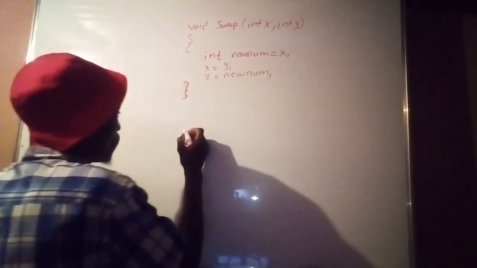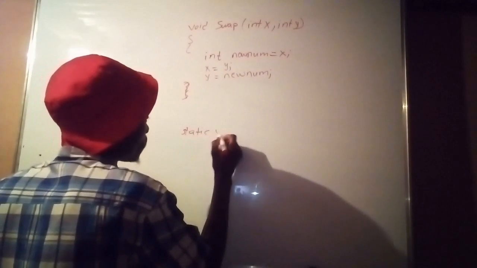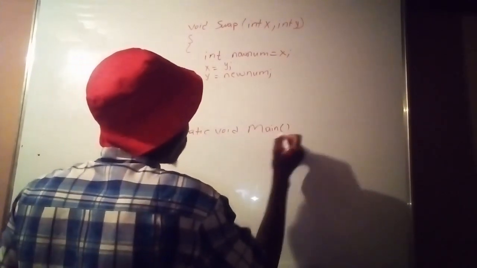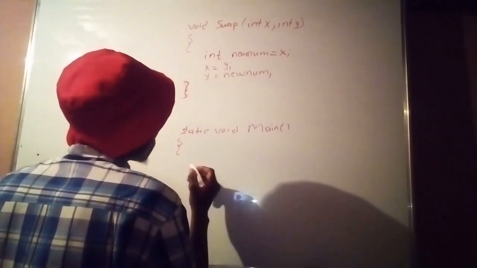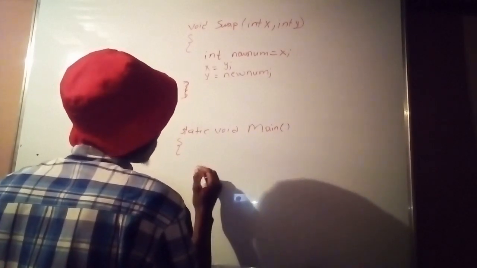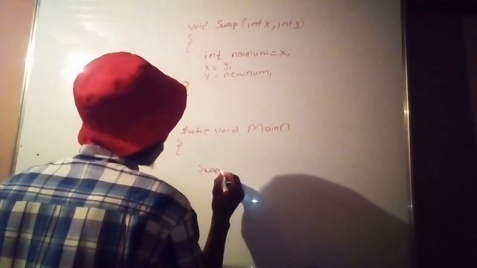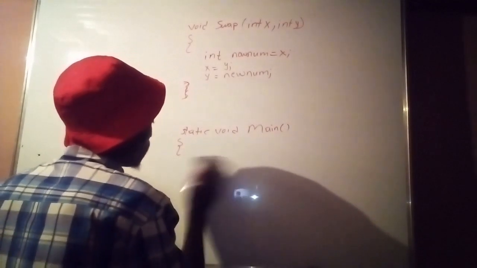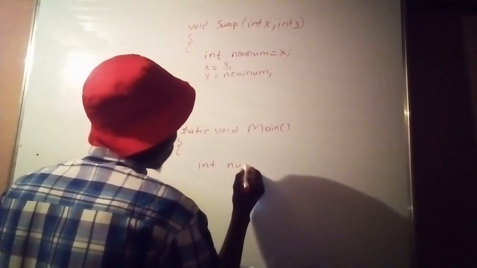So let's say somewhere we're going to call that method, and we're going to use the main method. So inside main we call our method. Let's declare the variables here.